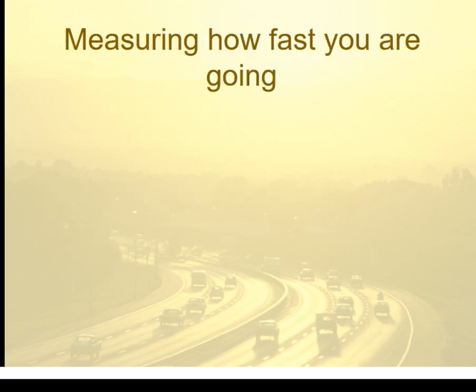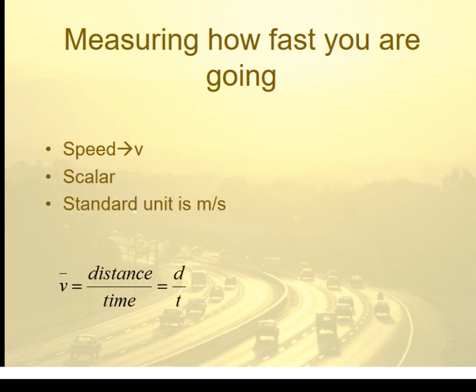Okay, so if we're going to measure how fast we're going, we're talking about speed, your rate of change of distance. Speed is a scalar quantity, and standard units are meters per second. Down here in this little equation, I have V average, the line over there means average, equals distance over time, d over t.